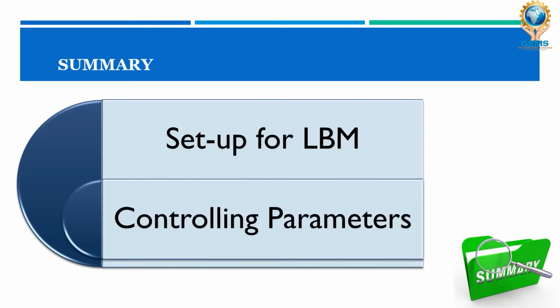And second, we saw the controlling parameters. We saw 3 controlling parameters which control the laser beam machining according to our purpose or application. One is the focal length, that is the distance between the workpiece and the lens, the second is the flash lamp, and the third is the power density.